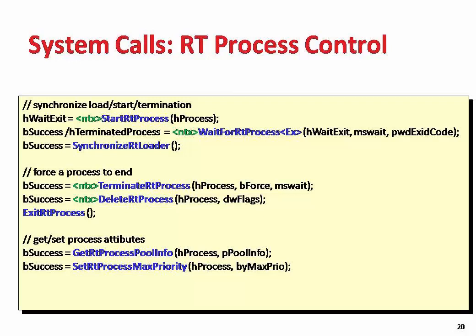Get/set process attributes, only for InTime API. The default maximum priority for threads in a new process is 129. Setting the max priority typically is used when interrupt threads are to execute in this process.